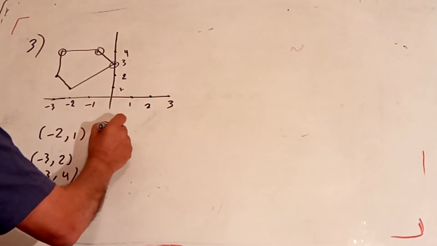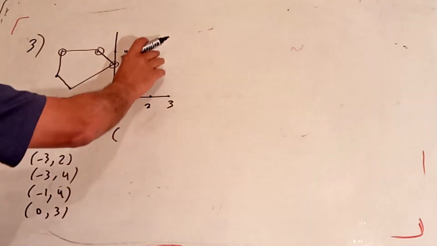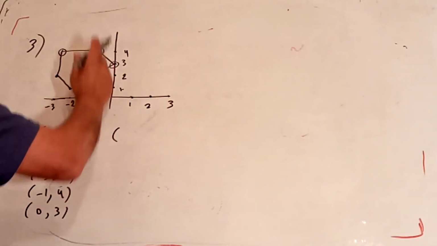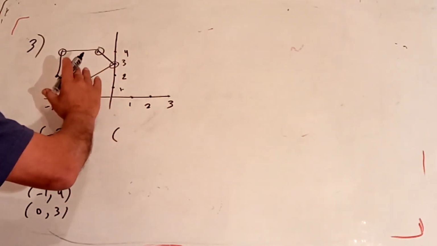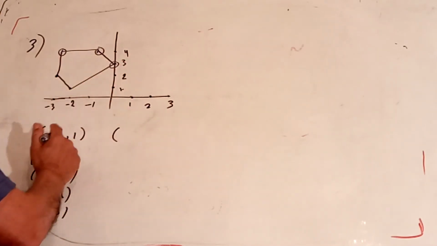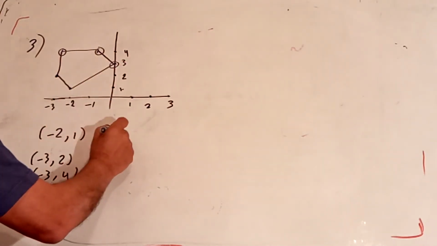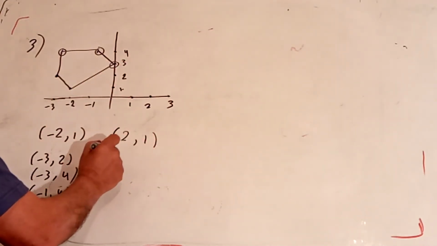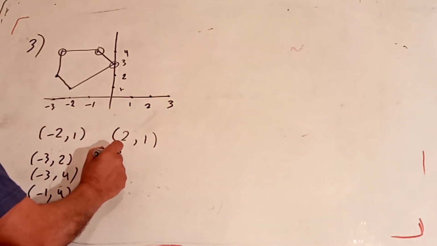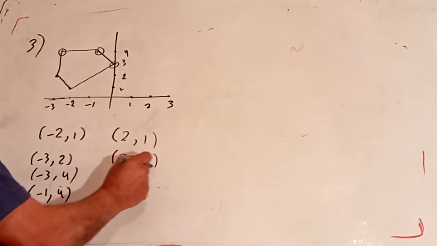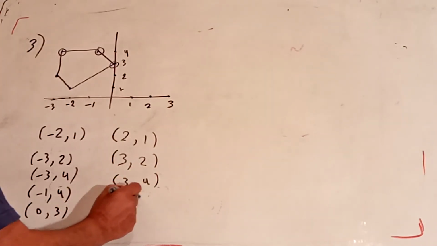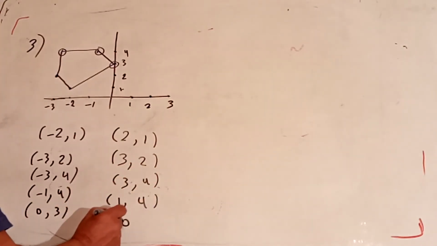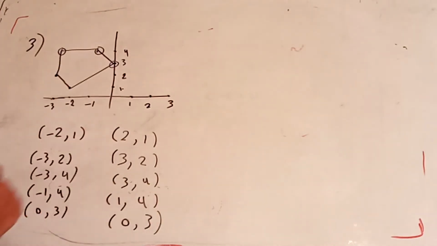So this one will be reflected, as now we are reflecting over the y-axis. So the values of y do not change, but the x values will change. So this is x: it will be 2 and 1. Look, this was negative, it became positive. 3 and 2. 3 and 4. 1 and 4. 0 and 3 does not change. It was not reflected over 0.